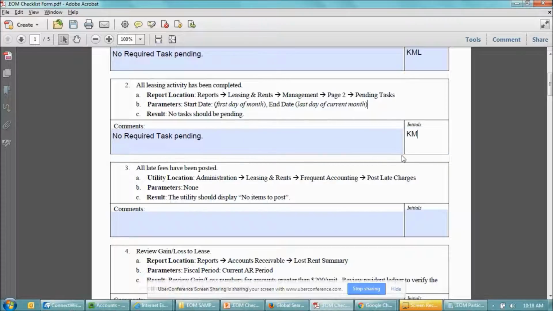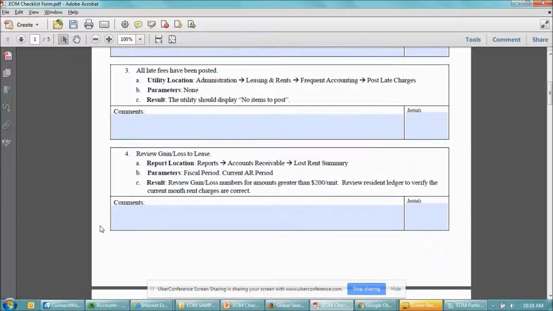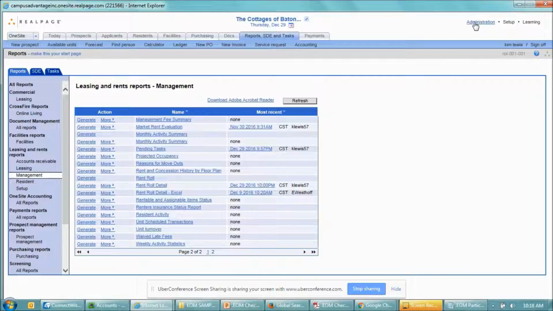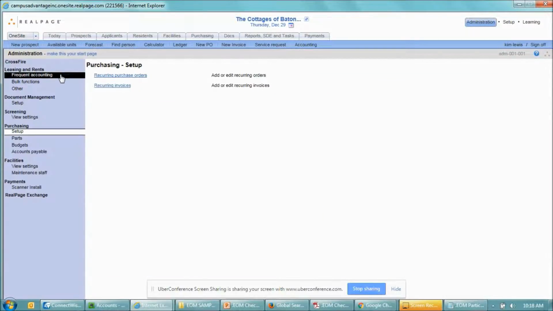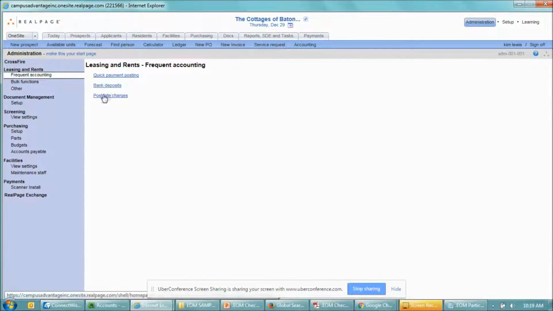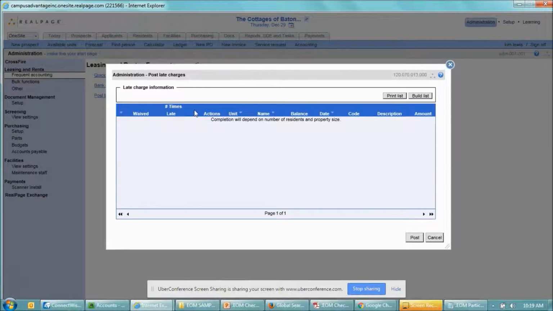And initial. All right, number 3, all late fees have been posted. This one actually doesn't come from a report, so we're going to navigate to administration, leasing reports, frequent accounting, and post late charges. That one goes like this: administration, frequent accounting, post late charges. The post late charges utility will appear, and if there are any outstanding charges that are about to post, they would list in this list. But since there are no items to post, we're good. We can mark that one off.